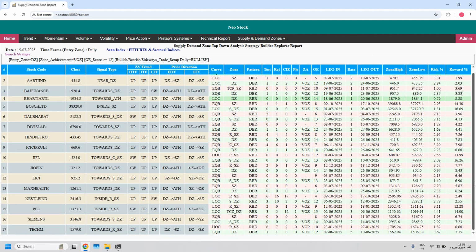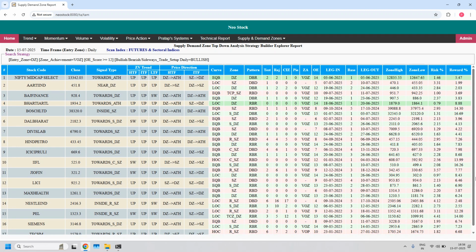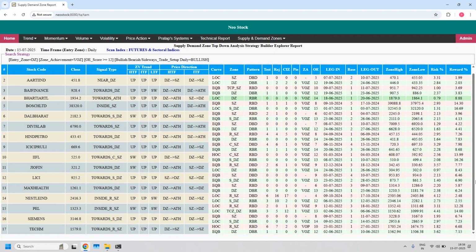We got 17 stocks. First 16 stocks on the list. All entry time frame zones are daily demand zones. First 16 stocks. I am scrolling the list down. So total we got 17 stocks.